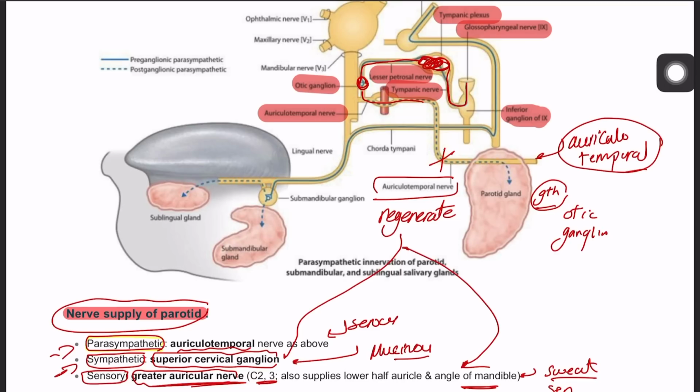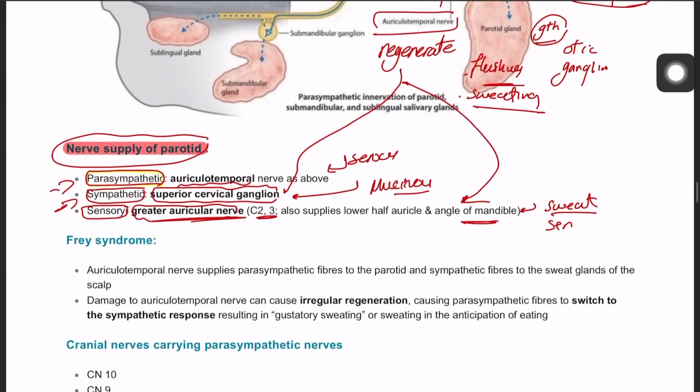That's why the patient gets some flushing over the parotid gland, and also sweating as well. Okay, so this syndrome is called Frey syndrome. So we know that the auriculotemporal nerve supplies the postganglionic parasympathetic fibers of the parotid gland, and sympathetic fibers to the sweat glands as well. Damage of the auriculotemporal nerve causes irregular regeneration, causing parasympathetic fibers to switch to the sympathetic response, resulting in gustatory sweating in anticipation of eating.